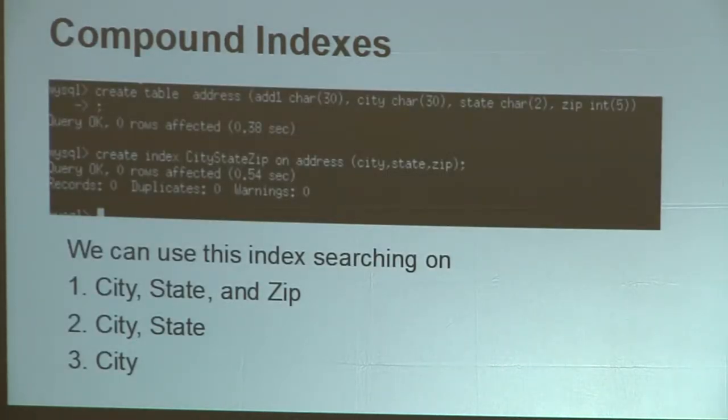Okay, compound indexes. This is something where you can make your life a lot easier. Here we have an index that we created for the address information. Character 30 for an address, character 30 for a city, two characters for state, and a zip code. And let's say most of your searches are going to be on city, state, zip. Now, if you have this index, what's great about it is that you can search on city, state, zip, or city and state, or city. You can't use that index to search on zip or state, or state and zip.